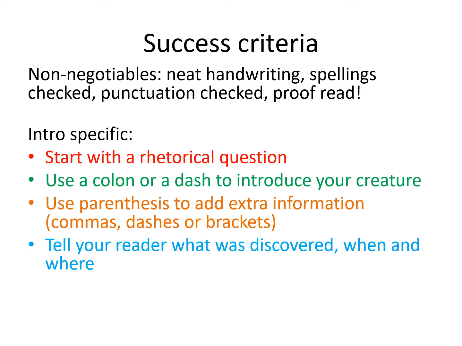And then we've got some things that are slightly more specific to our introduction. So one of the things I've highlighted here is that we could start with a rhetorical question. So I've popped it in red, and in a moment I'll move on to the next slide so that you can see where that's being used in the text. We've also got colons or dashes to introduce your creature. We've got parenthesis, which is adding that extra information. And we can use either commas, dashes, or brackets to put this in. And then the key information we need to include, we need to tell our reader what's been discovered, when, and where. So I'm going to move on to the next slide, and it's the text again, but I've got everything highlighted colour coordinated so you can see where these have been used.